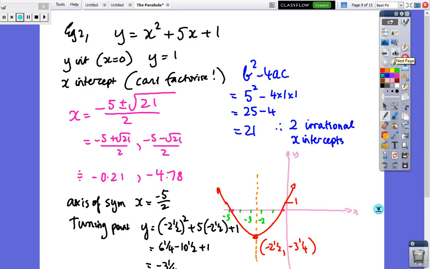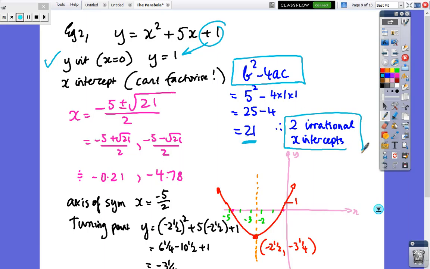y equals x squared plus 5x plus 1. The y-intercept is easy. You look at the number that doesn't have the x's, so that's the easiest mark you're going to get. Now the x-intercepts, you can't factorise it. There aren't 2 numbers that multiply to give 1 that add to give 5. But when you did the discriminant, the b squared minus 4ac, you can see that you actually get a positive number but not a square number. So the answer is there's going to be two x-intercepts, but they're irrational. Okay, so the x-intercepts are there, but they're not nice.